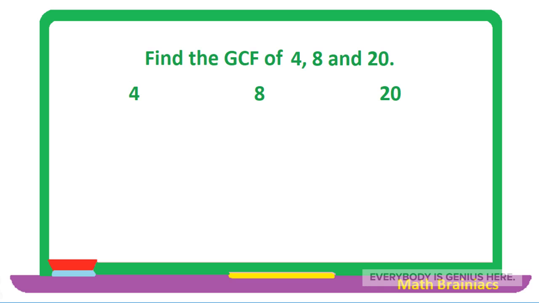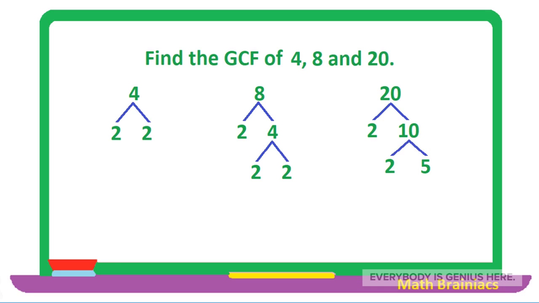As I have mentioned a while ago, it will be easier for us to get the GCF of any number by using the prime factorization tree. The factors of 4 are 2 and 2, and 2 is a prime number already. While the factors of 8 are 2 and 4. We can still factor out the 4 into 2 and 2. Let us move now to the factors of 20, which are 2 and 10. We can still factor out the 10 into 2 and 5.